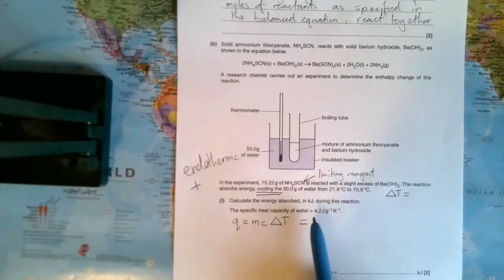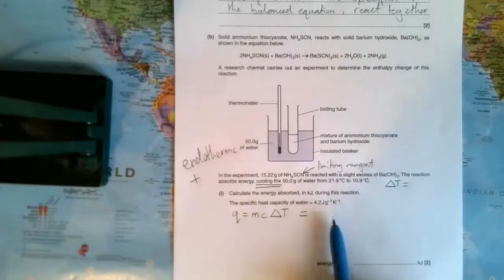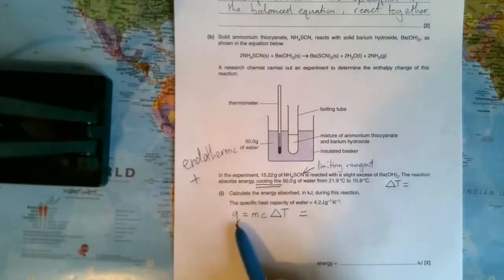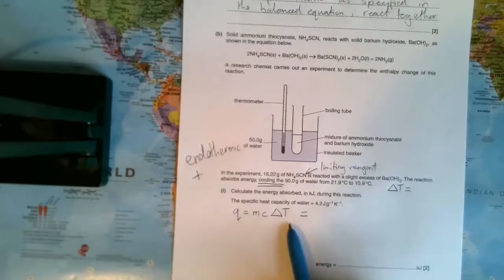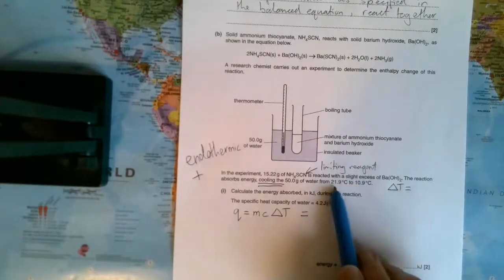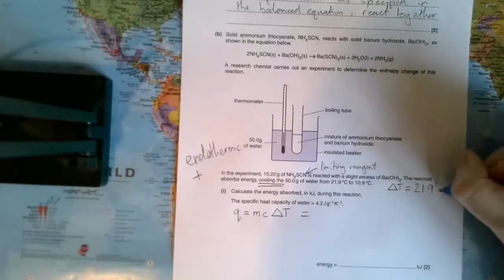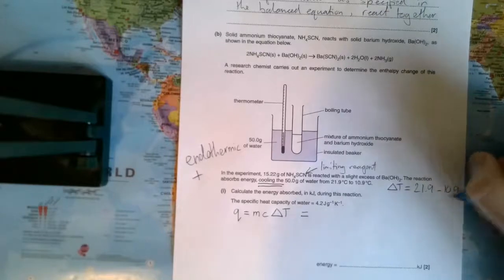Right, we have to not rush. We're not going to try and do everything here. This is only worth 2 marks. All I want is the energy absorbed. So we're going to use Q equals mc delta T. First thing, temperature is the easiest one to go with. 21.9 to 10.9, so delta T, 21.9 minus 10.9 equals 11.0.